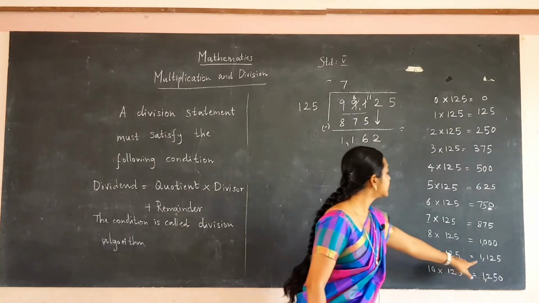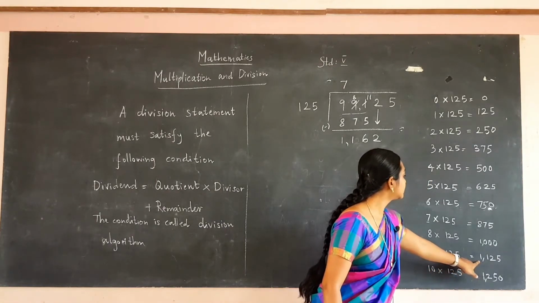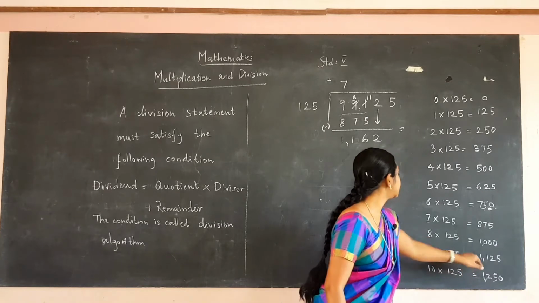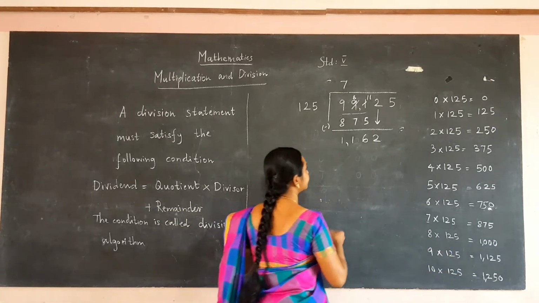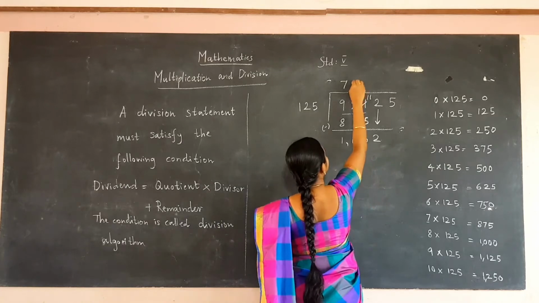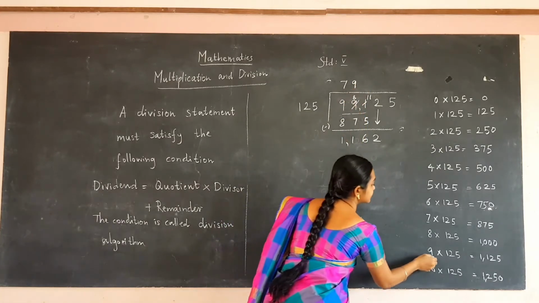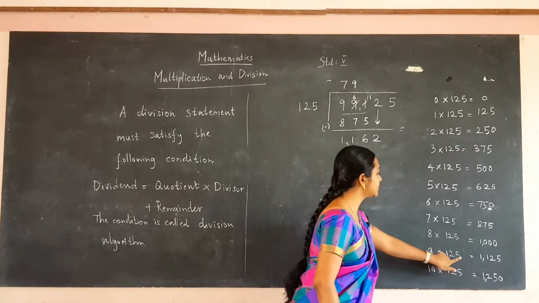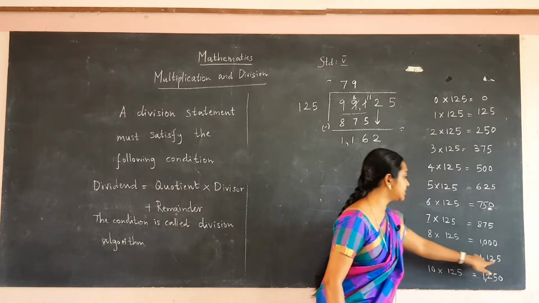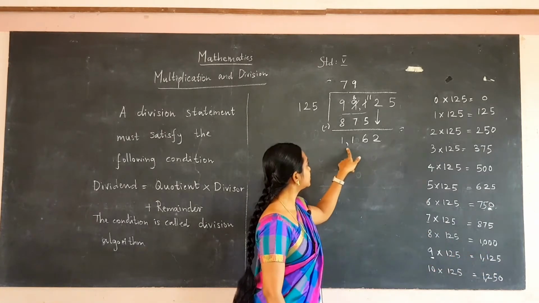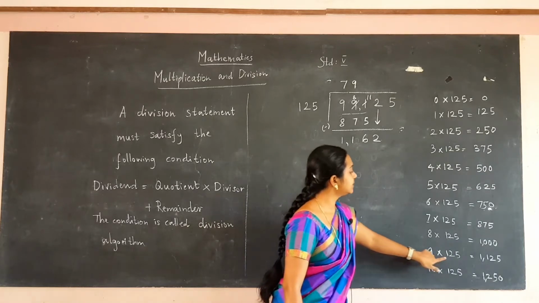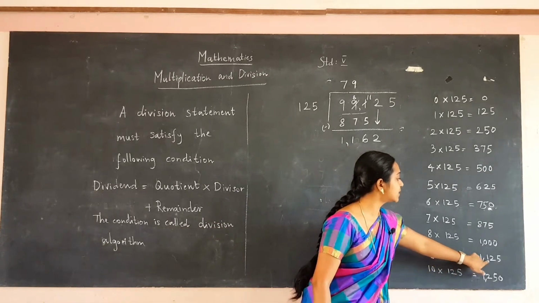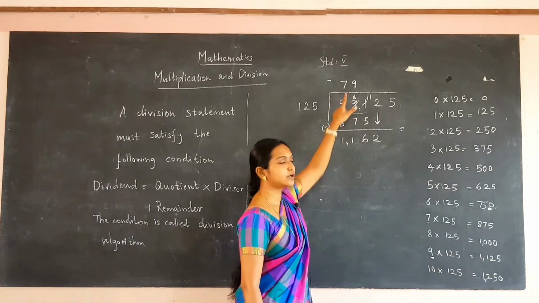See here, this number is nearer to 1162. So put 9 here. Put 9 in the quotient. 9 into 125 equals 1125. This is nearer to 1162. So put 9 in the quotient.